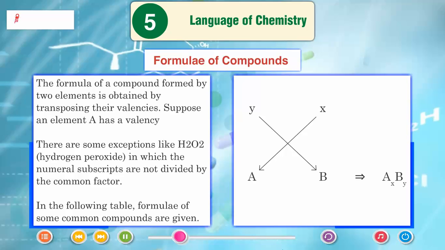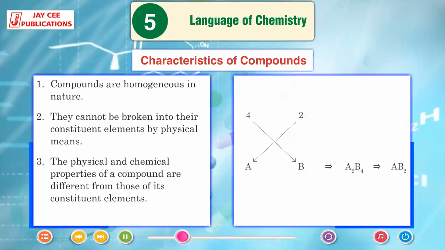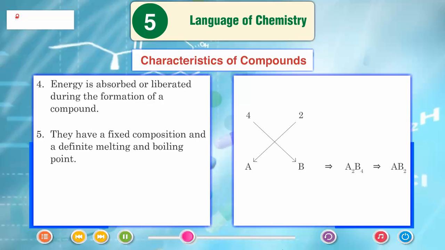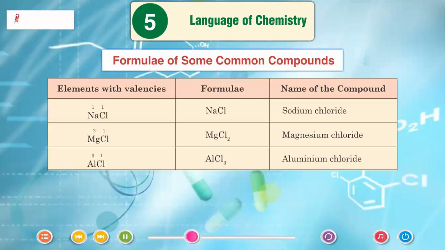In the following table, formulae of some common compounds are given below. Characteristics of compounds. Compounds are homogeneous in nature. They cannot be broken into their constituent elements by physical means. The physical and chemical properties of a compound are different from those of its constituent elements. Energy is absorbed or liberated during the formation of a compound. They have a fixed composition and a definite melting and boiling point. Formulae of some common compounds.